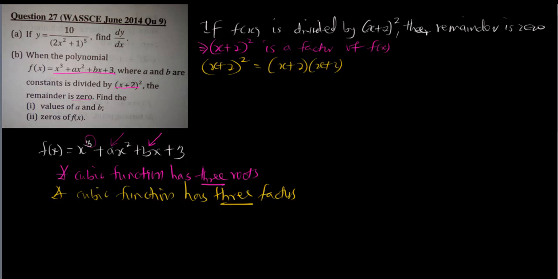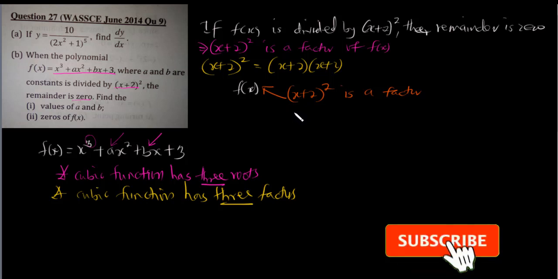So what I'm trying to say here is that we have the function f of x, and we are told that (x plus 2) raised to the power 2 divides it to give a remainder of 0. So it is a factor, meaning that when it divides f of x, we get a remainder of 0. But (x plus 2) raised to the power 2 is (x plus 2) times (x plus 2), and these are 2 linear factors. And a cubic function has 3 linear factors, so we have one more linear factor that we have to put here.